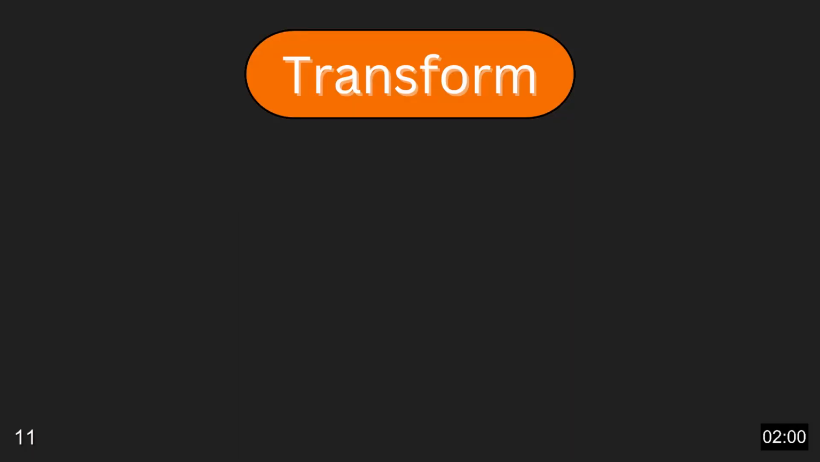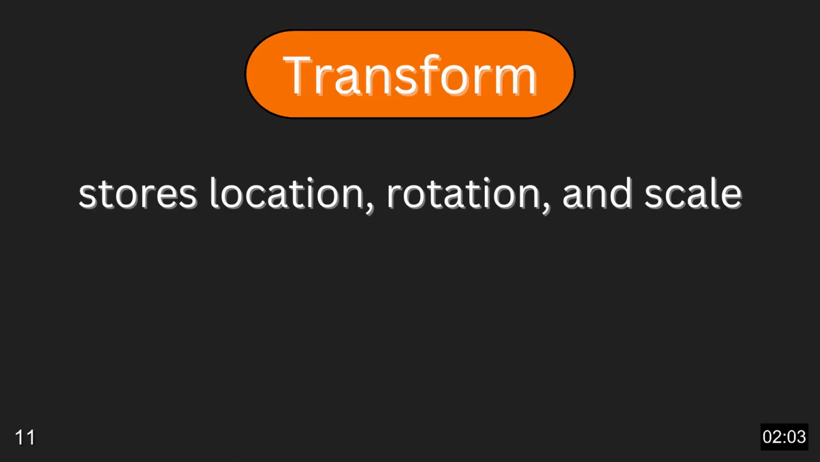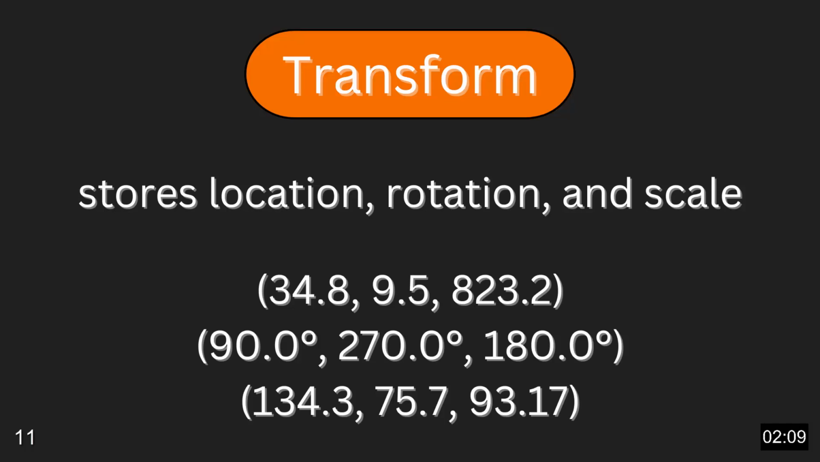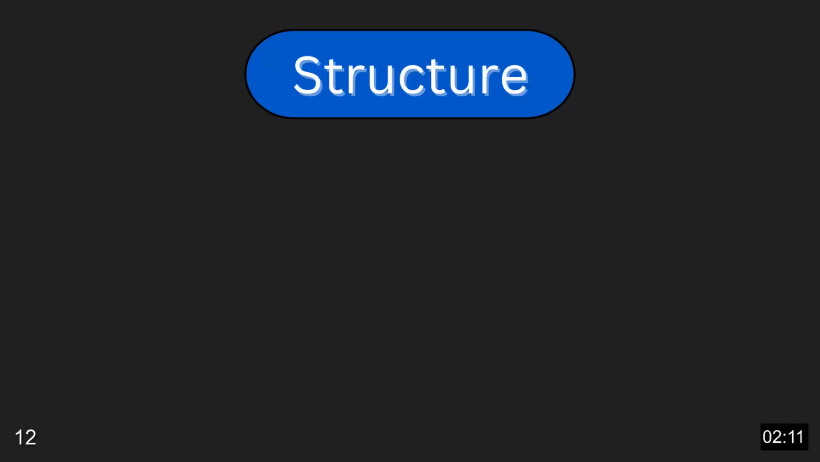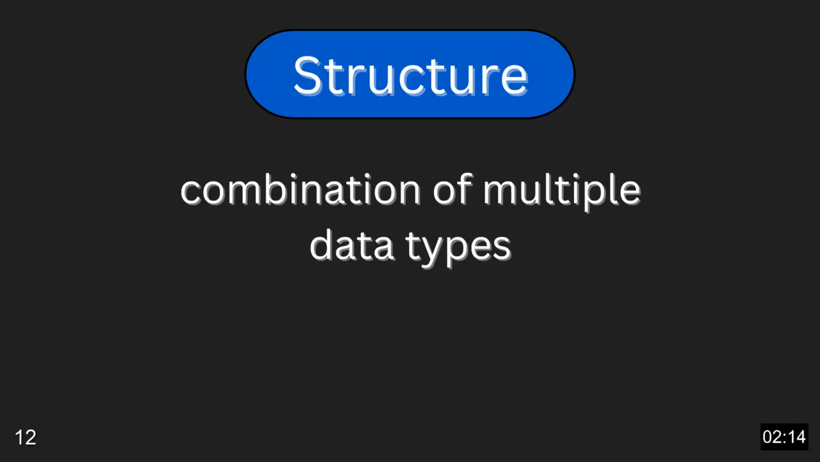The transform data type is used to store an object's location, rotation, and scale in 3D space. So it is actually made up of 2 vector values and a rotator value. A structure can hold multiple pieces of data of all different types, so it can be made up of any combination of all the types we've seen so far.